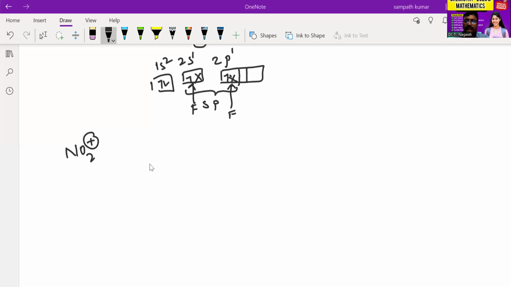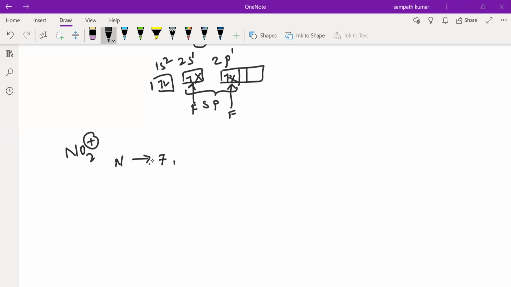Okay. It means the central atom is nitrogen. And here also N plus, nitrogen plus. Which atom are we taking as the central atom here, nitrogen or oxygen? Nitrogen, sir. Why, ma'am, why do we take nitrogen? Low electronegativity. Less electronegativity. Okay.